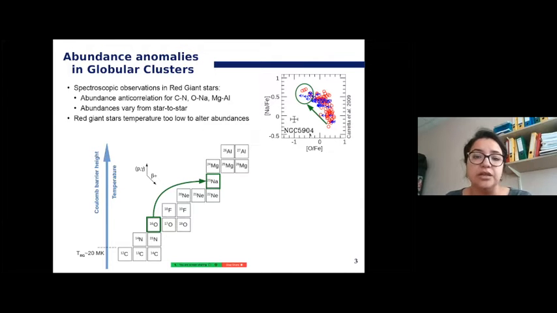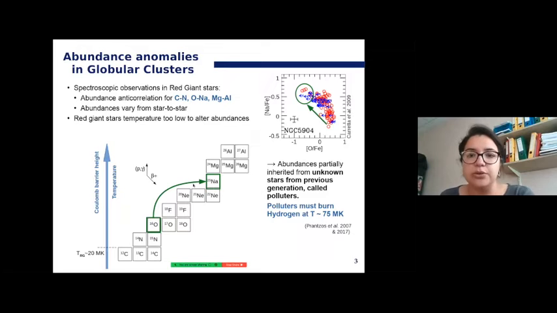So indeed, in order to initiate successive proton captures, the particles should have enough kinetic energy to overcome the Coulomb barrier, which becomes higher and higher as the masses of the nuclei increase. So these stars must have partially inherited their composition from a previous generation of stars called the polluters. The paradigm of the unique stellar population does not hold anymore. Studies have shown that the temperature required to reproduce these abundances is about 75 megakelvin, but the kind of stars of the polluters remains unknown.